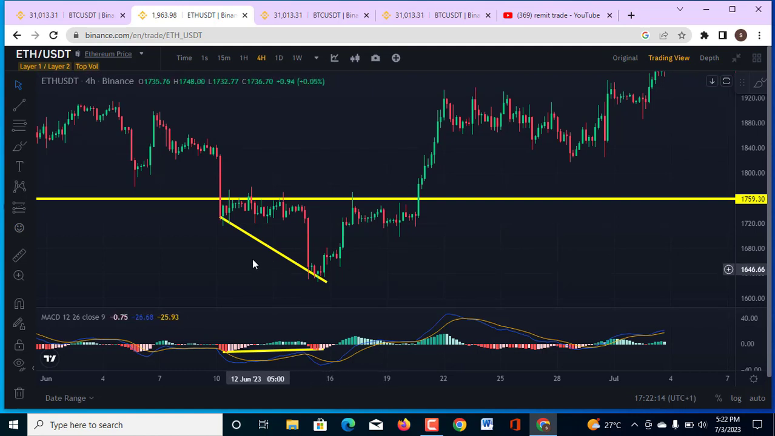But in this case, the market began to move to the upside to this point, and then we see the market consolidate around this area, then a breakout. This is a typical example of a bullish divergence, and the market moved to the upside.